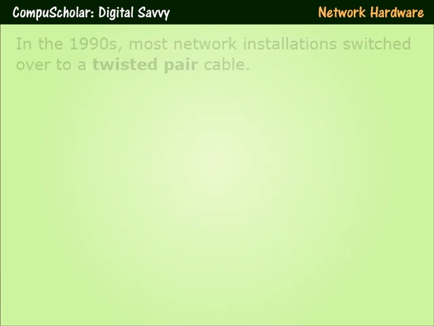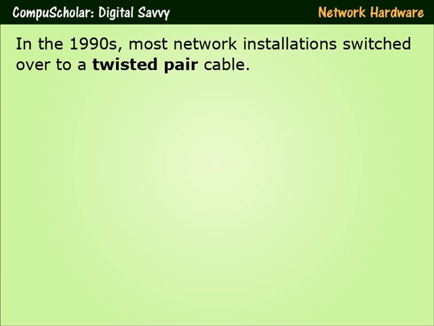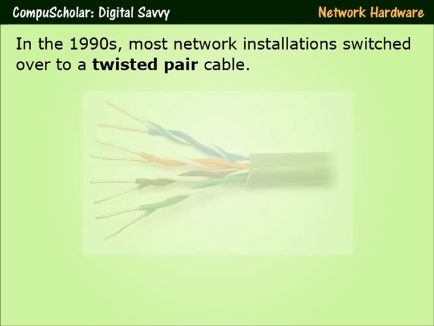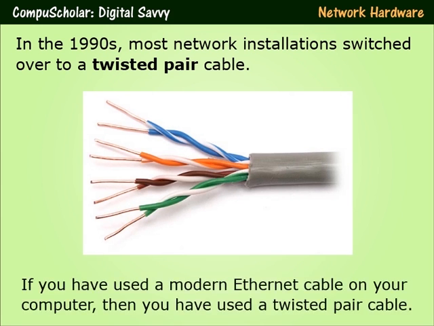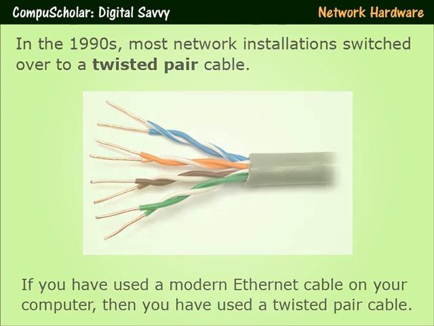In the 1990s, most network installations switched over to a new network cable, the twisted pair. Twisted pair cables contain up to 8 wires, all wound together in pairs to minimize electromagnetic interference. If you've used a modern Ethernet cable on your computer, then you have used a twisted pair cable.